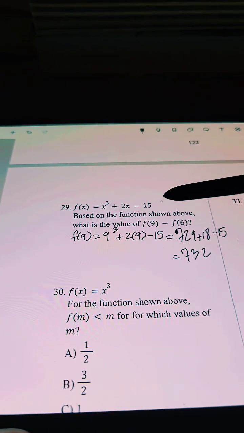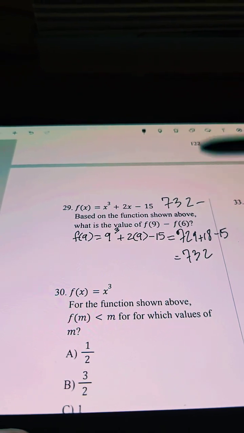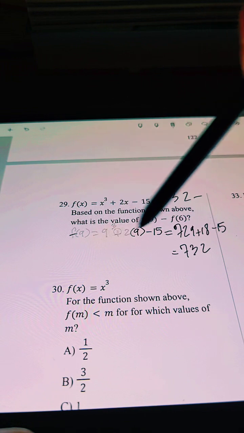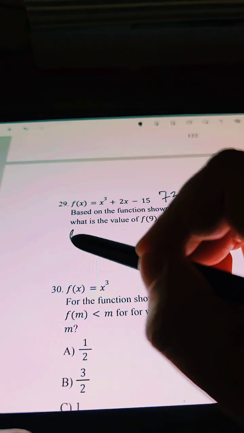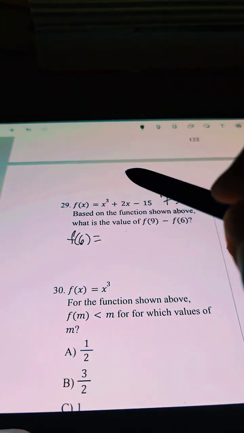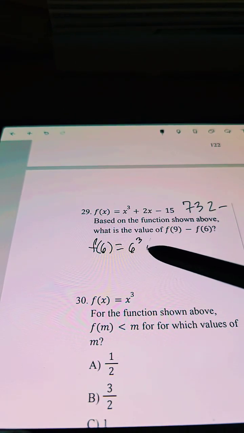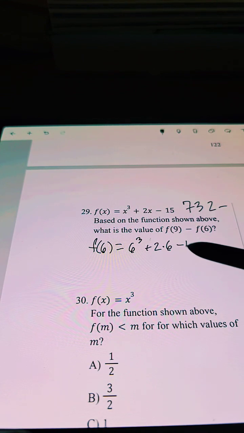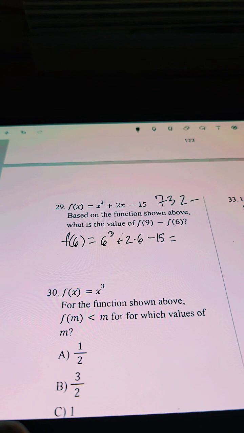Now I'm going to just write it up here, that we have 732 for f of 9 minus whatever we figure out f of 6 is. So let's figure out what f of 6 is now. f of 6 means everywhere there's an x, we're going to plug in a 6. So it's 6 cubed plus 2 times 6 minus 15. 6 times 6 times 6.